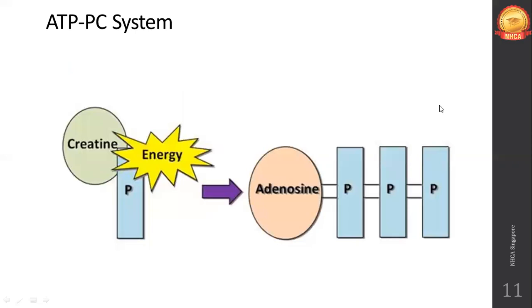This is the same pathway, creatine phosphate. You can see here creatine phosphate. It's a very high energy molecule. It will combine with adenosine diphosphate and form adenosine triphosphate. You can see here three phosphate molecules, so adenosine triphosphate.